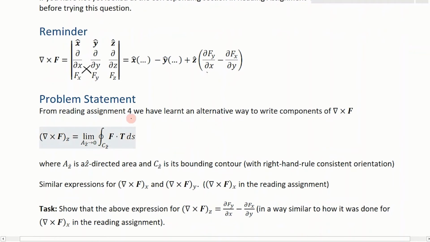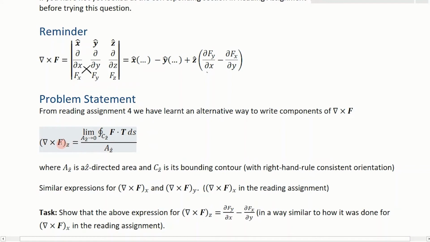Now, in the reading assignment, you've learned an alternative way to figure out the curl of a vector. An alternative expression is given by this. It's a limit as az approaches 0 of a line integral over cz hat of f divided by the area, where let me explain what each of those things is.